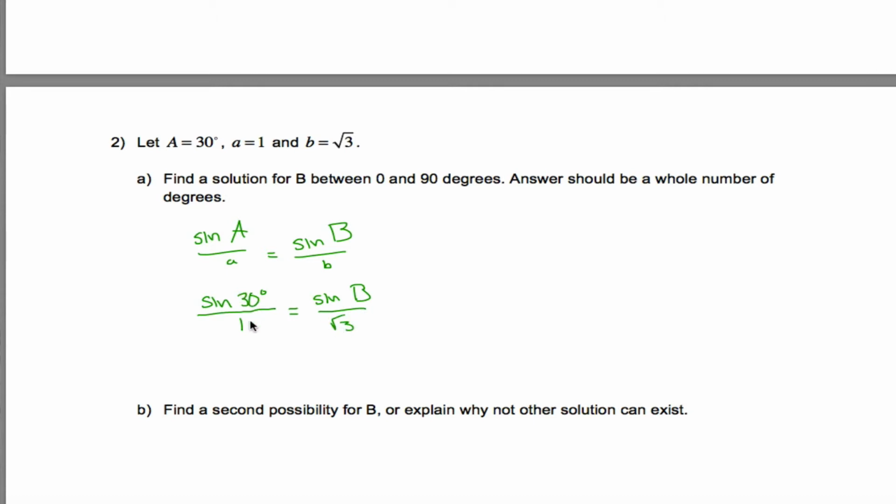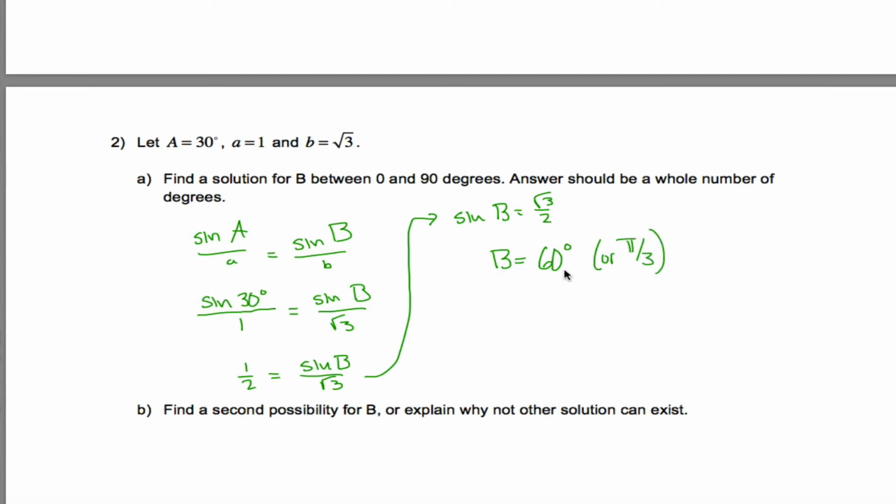But wait a minute, the sine of 30, I got that memorized off my unit circle, that's 1/2. So 1/2 must be equal to the sine of B divided by the square root of 3. Yep, that's true. And if I multiply both sides by the square root of 3, I'd get that the sine of B will be equal to root 3 over 2. So therefore, B would be equal to, well, there's several different angles whose sine is equal to root 3 over 2. 60 degrees is one such angle. But that's not the only one. That's just the only one that's between 0 and 90 degrees. So this would be the answer here.